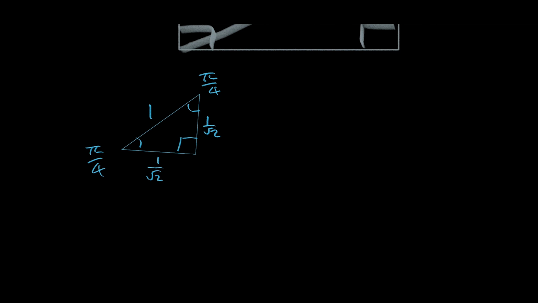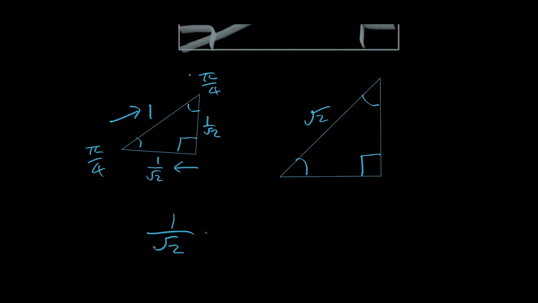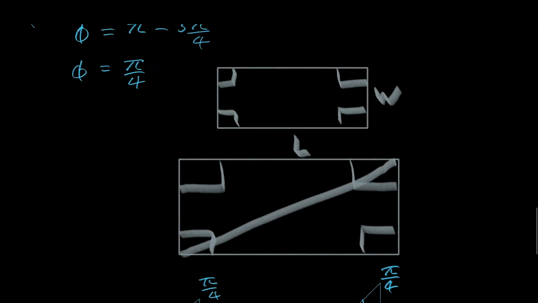If we multiply the length of each side by root 2, well, the length of the hypotenuse, 1, would become 1 times root 2, which is root 2. And if we multiply this by root 2, we will have 1 over root 2 times root 2, and you'll see that these will cancel and you'll just get 1. So both of these side lengths would be 1, and our angles have remained unchanged. These two are still both pi over 4, and of course this one is still pi over 2. And the other special triangle can be derived in similar fashion.